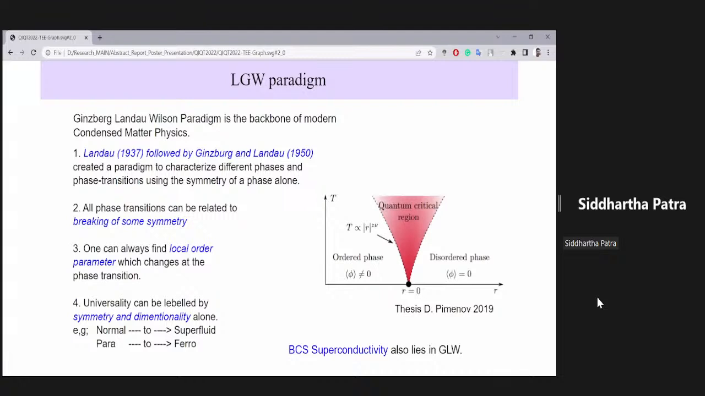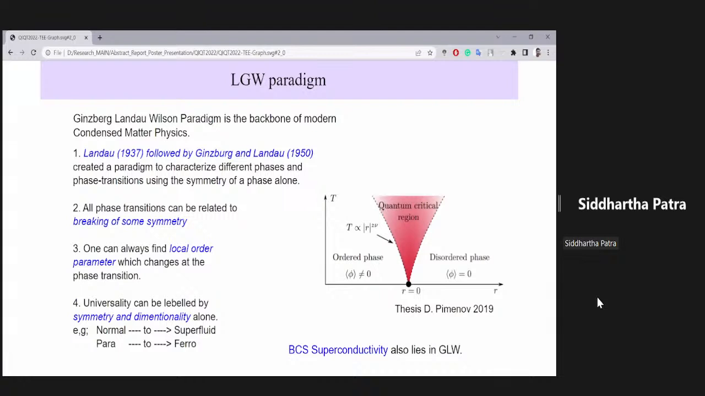In condensed matter theory, understanding phases and phase transitions is a very important task because there are many phases and phase transitions. So one framework was needed to describe or characterize them. Landau, followed by Ginzburg-Landau in 1950, established a paradigm which is called the Landau-Ginzburg-Wilson paradigm. Wilson brought the renormalization angle into this framework.